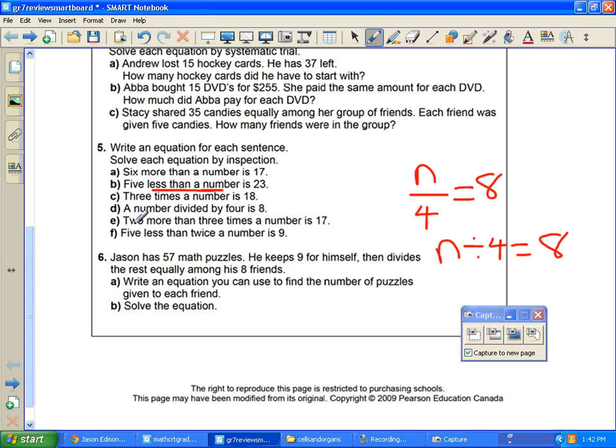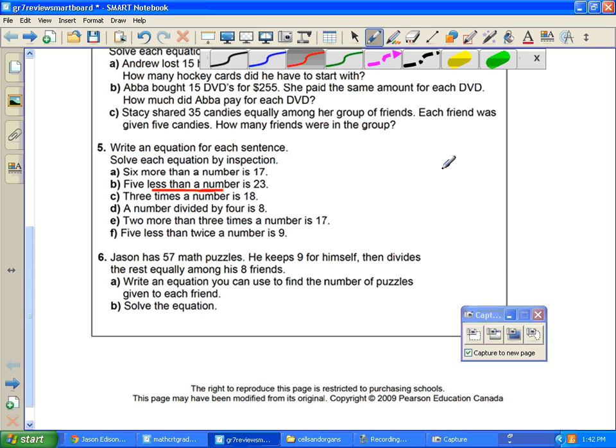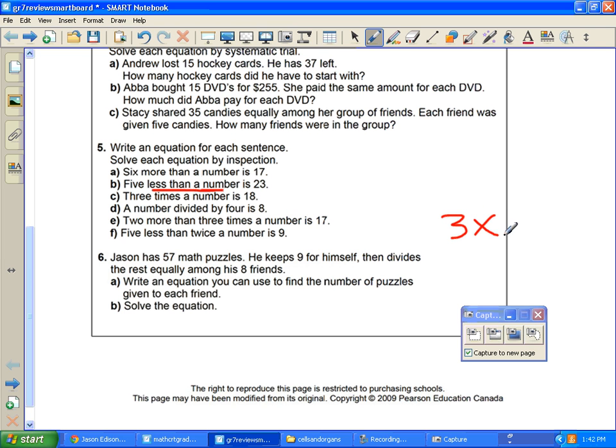When you're getting into this one, 2 more than 3 times a number. So you always start with the times first, or whatever's connected to the number. So let's start off. 2 more than 3 times a number. So what's 3 times a number? It's going to be 3 times x. And it's 2 more than. More than always means plus. And the is 17. And the last one, 5 less than twice a number. So we've got twice a number, and it's 5 less than is 9.